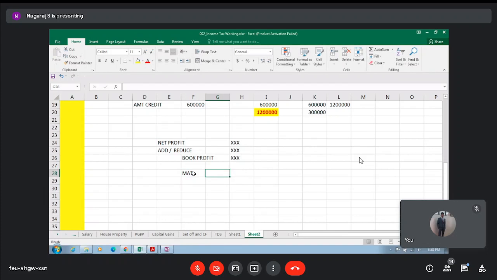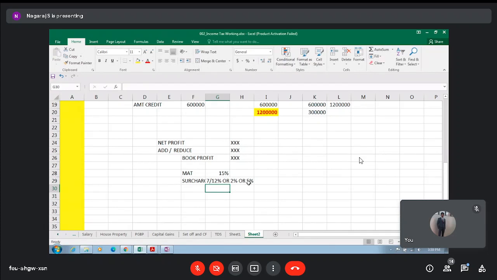On this, MAT at 15% rate, plus surcharge. What is that surcharge? 7% or 12% or 2% or 5%. The 7% and 12% is applicable to a domestic company, and 2% and 5% is applicable to foreign companies. When you see the heading, you will get to know whether it is a foreign company or a domestic company.